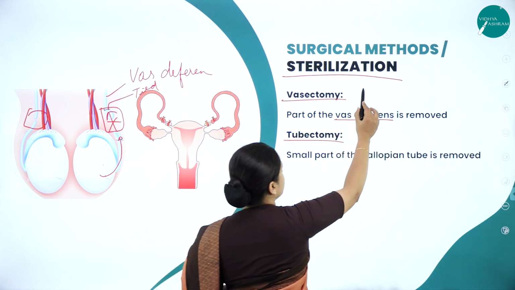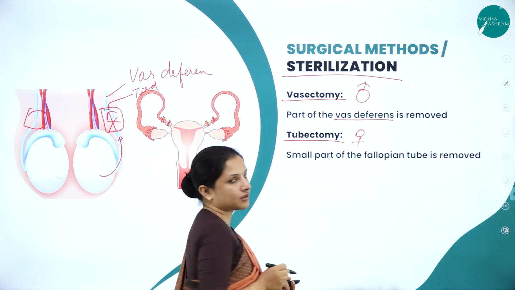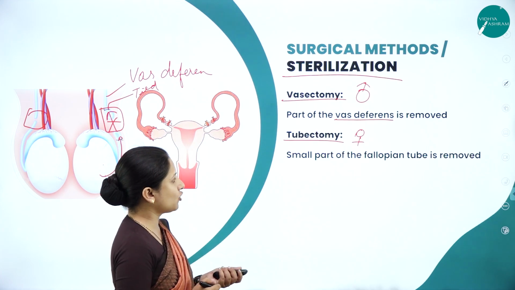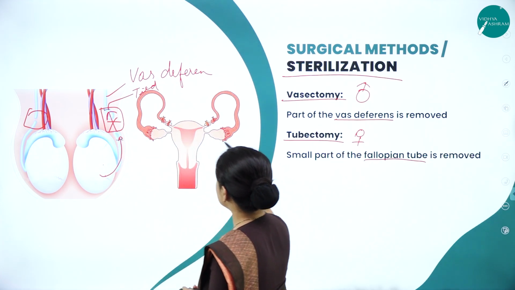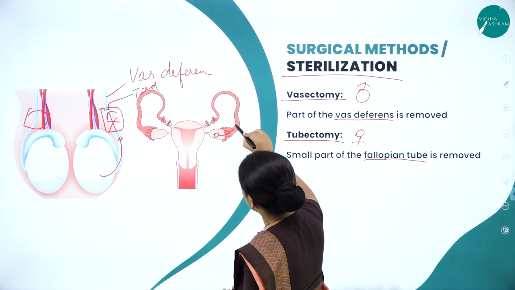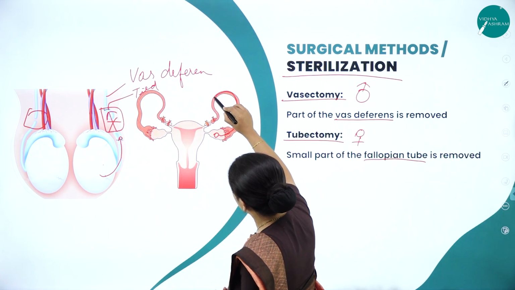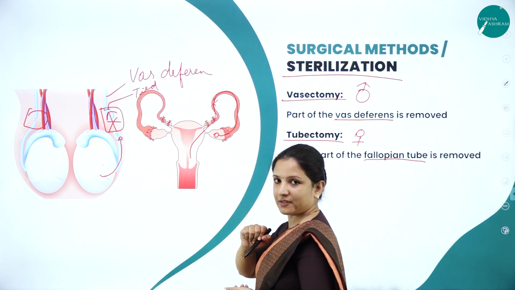Tubectomy. So vasectomy is done in males. Tubectomy is a surgical method done for females. In tubectomy, the fallopian tube is cut. Whatever ova or egg is produced is carried by the fallopian tube till here. Then the sperm travels here and then the fertilization process takes place, right?